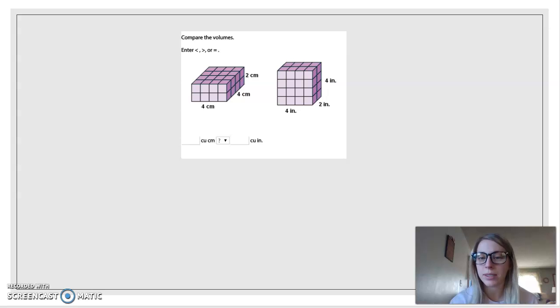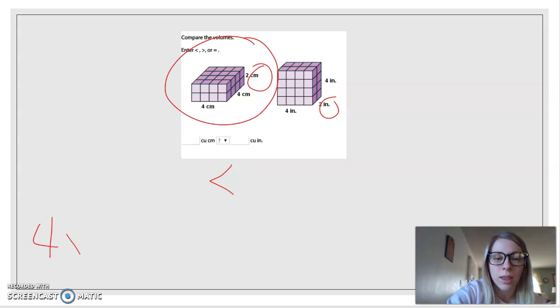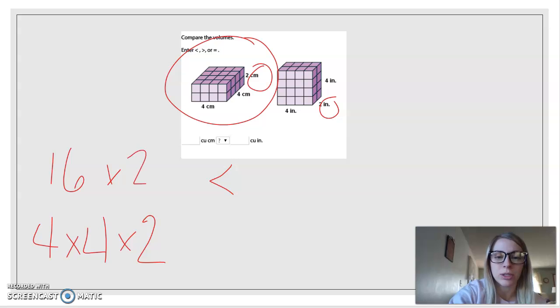Okay, so a lot of times today, 5th grade, you're going to have to be comparing, okay? So this first one, you have to notice that this is in centimeters and this is in inches, okay? So even before I get started, I know that my alligator mouth is going to be eating the inches side. Okay, so let's figure both of these out. So for this first one that we're working with, we're doing length times width times height. So that gives us 4 times 4, which gives us 16, times 2 gives us 36. So 36 is our first one here.